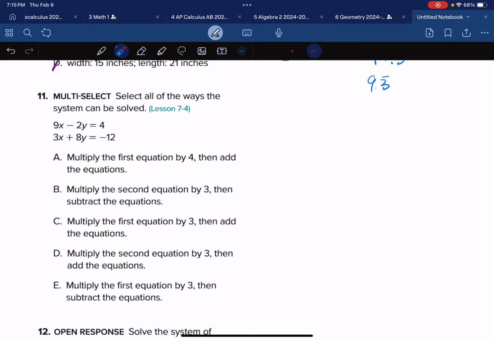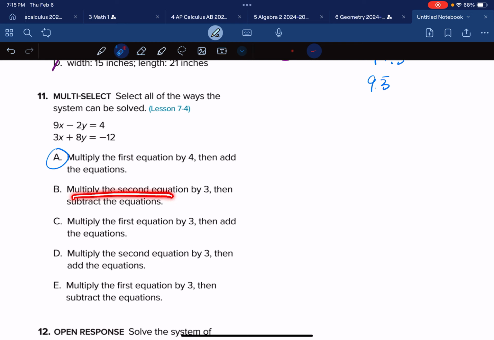Okay, so if you multiply them by 4, the 9 is going to turn into a 36. That's not going to help. This one's going to turn into a -8. Oh, if this one's a -8 and this one's a +8, that would eliminate. That would be a good check. Yeah, so I would say, yeah, that one works.